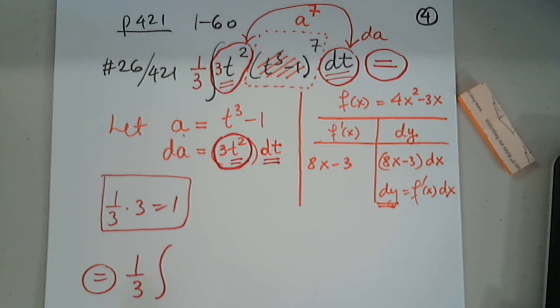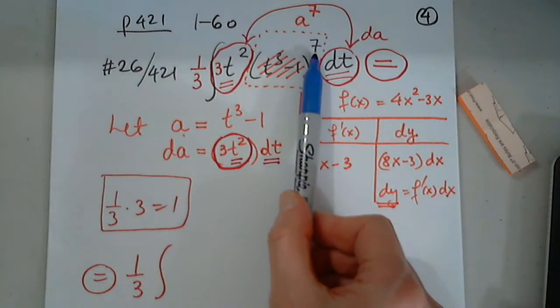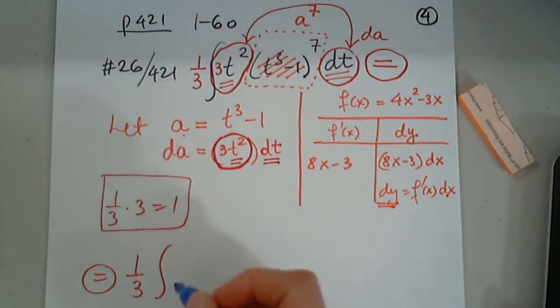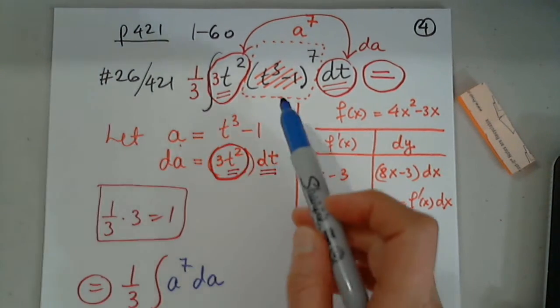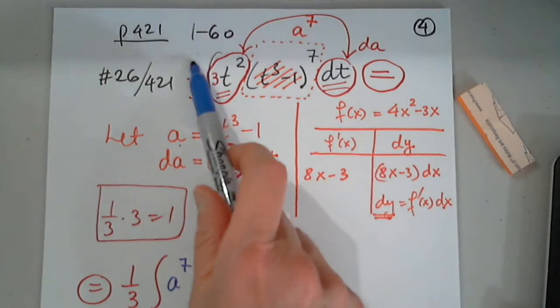Can anyone give it a shot? What do you think I will have to write? It's okay if you're wrong. It's our first substitution. We're going to have plenty. Anyone? So it's A to the 7th times dA. Excellent. A to the 7th times dA. Which one of the two integrals do you prefer? This one or this one?